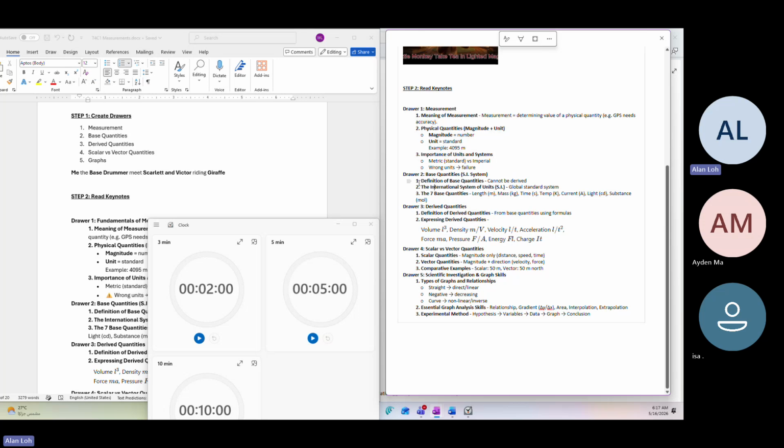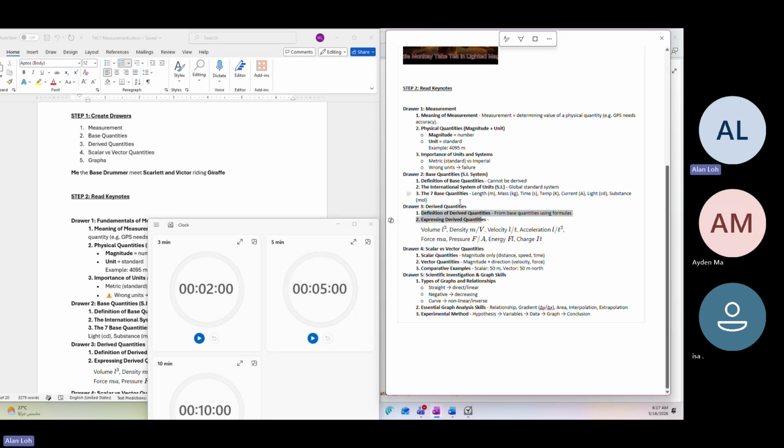Drawer number 2 also has 3. Drawer number 3 has about 2. Number 4 has 3. Number 5 also has 3. So generally, there are about 3 key points you need to understand for each drawer. When you read these 3 points, if you do not understand fully, this is fine, because it is a very concise version of what you're going to learn in the following steps: step 3, step 4, and step 5.